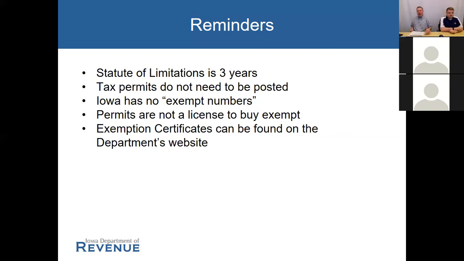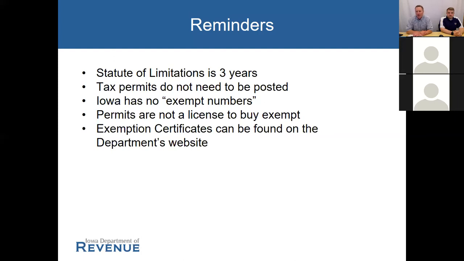Iowa tax permits are not a license to buy tax exempt. It is not a tax exempt number. Iowa does not give out a tax exempt number, okay? Your permits are so you can collect and or remit tax to the Department of Revenue. It has nothing to do with you being tax exempt. Tax exemption, if there is a customer claiming to be exempt for some reason, maybe you're claiming to be exempt for some reason, that's okay. You've got to provide a sales tax exemption certificate to the seller.